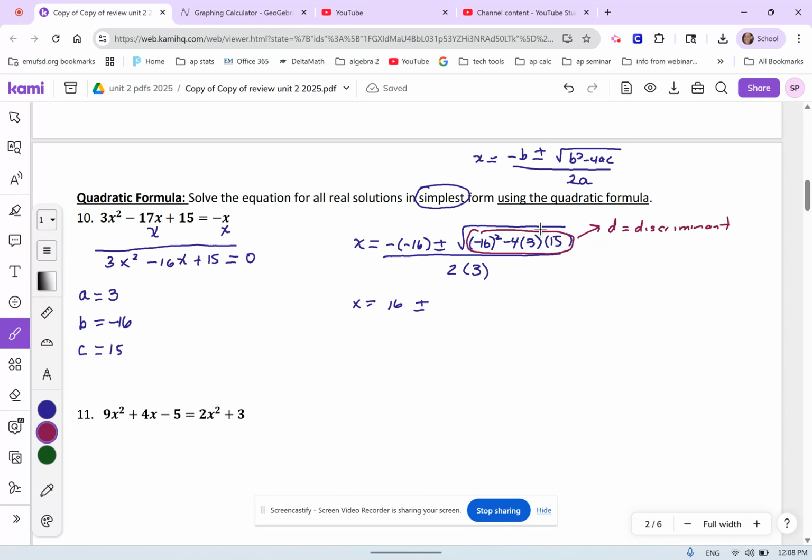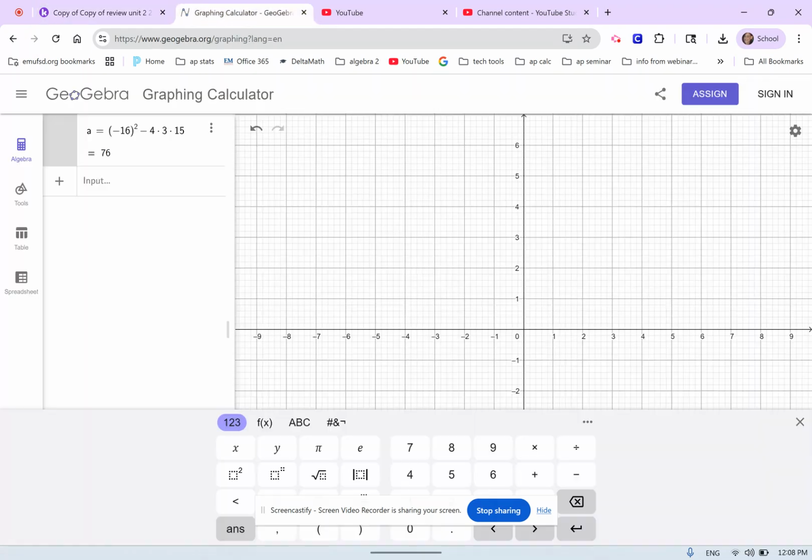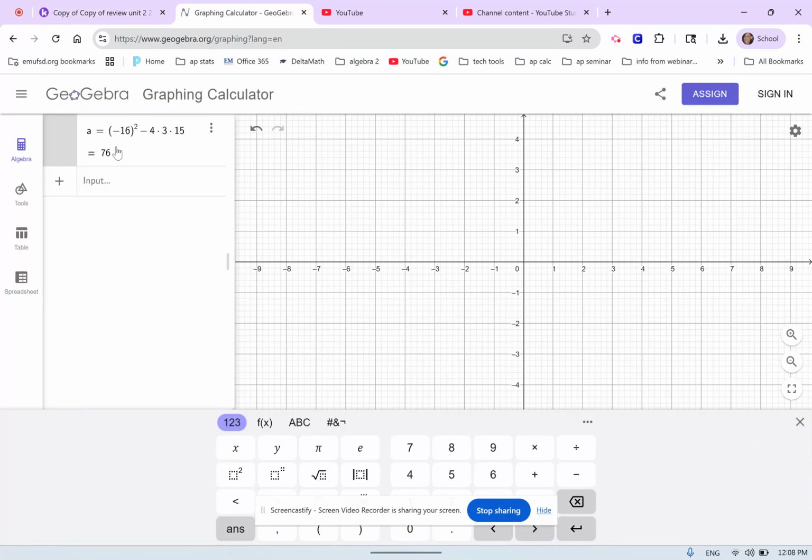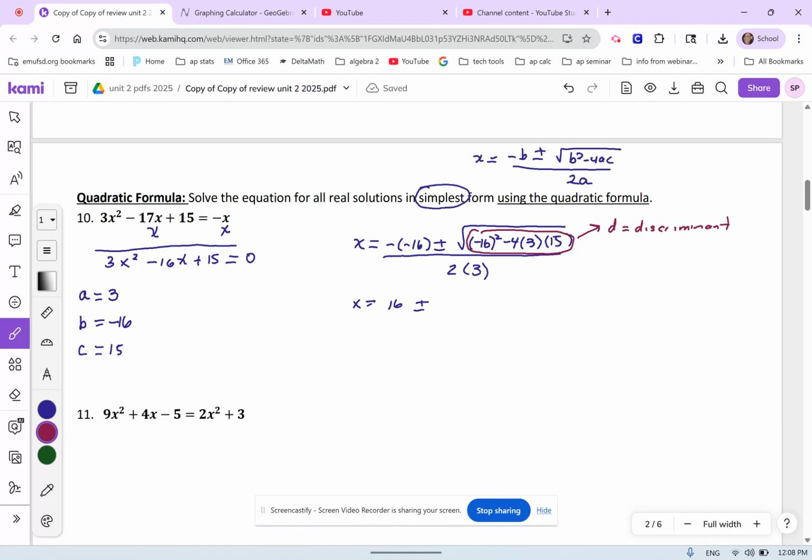And we're going to simplify that using GeoGebra. You'll see that I've already entered it into GeoGebra. Notice for that b squared term, I made sure to enclose that negative in parentheses. Otherwise, you're liable to get the wrong answer, okay? So it's really important. So this simplifies to 76. And that whole quantity is over 2 times 3, or 6.